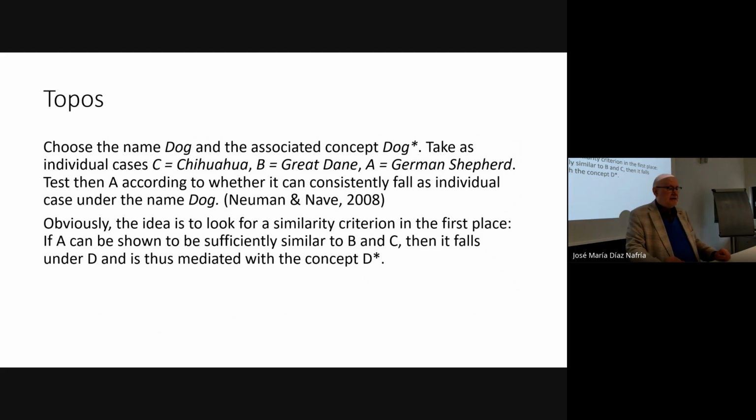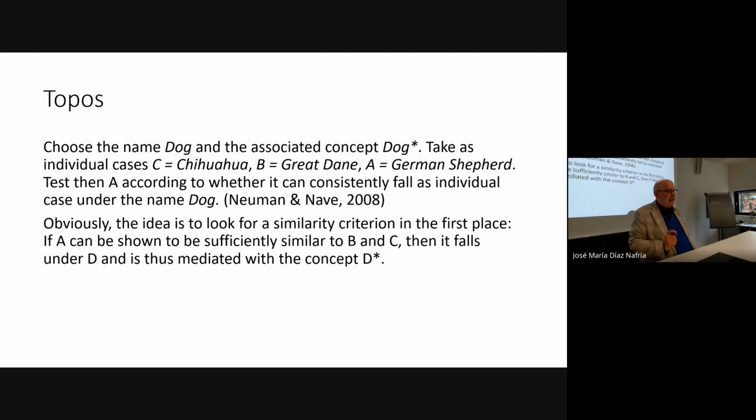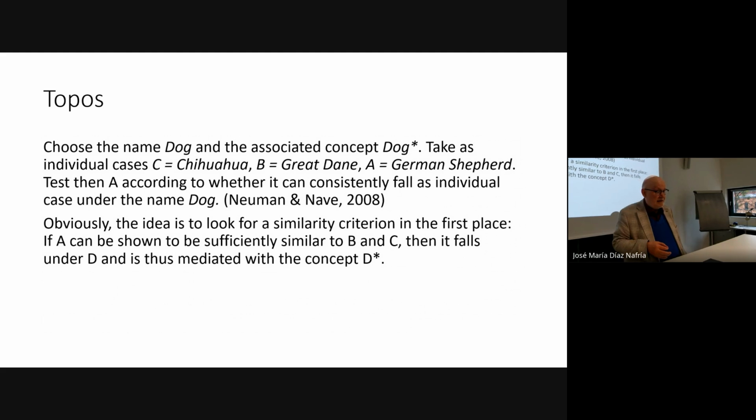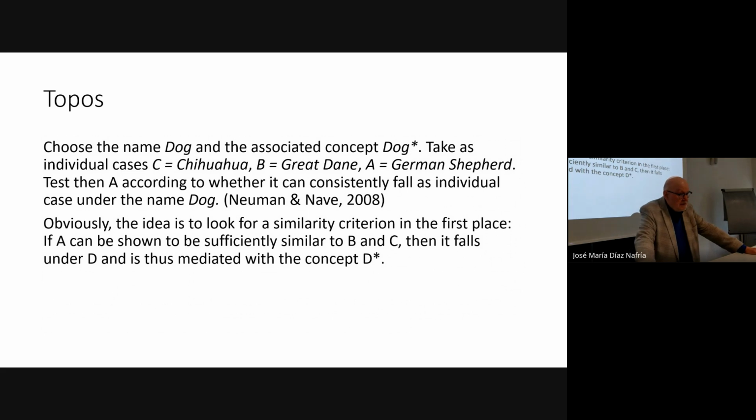So now we do the following. We take as individual cases sorts of dogs. We call C Chihuahua. These are the small dogs, you know. So C is Chihuahua, B is Great Dane, and A is German Shepherd. Now test then A according to whether it can consistently fall as individual case under the name dog. Obviously, the idea is to look for a similarity criterion in the first place. If A can be shown to be sufficiently similar to B and C, then it falls under D and is thus mediated with the concept D star.